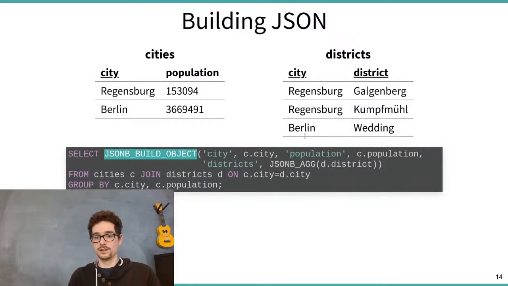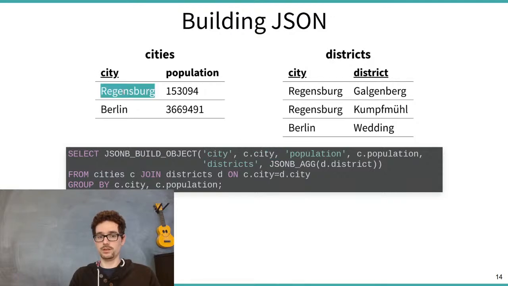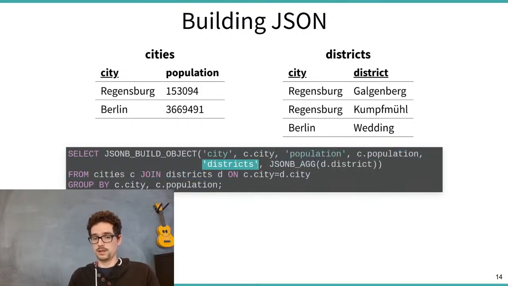Okay, we do this for the city document. So we say our new document should have the field city, and we put in the value of the city column. Our new document should have a field population. We put in the value of the population column, and we want another field with the name districts, and the value there should use an aggregation function.